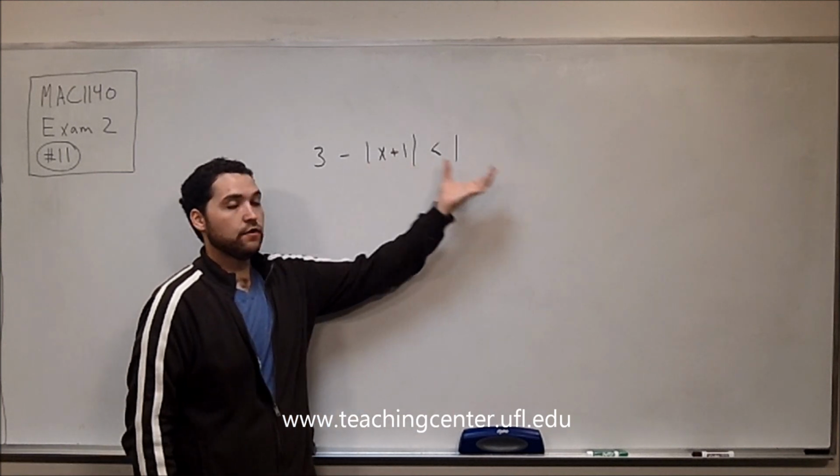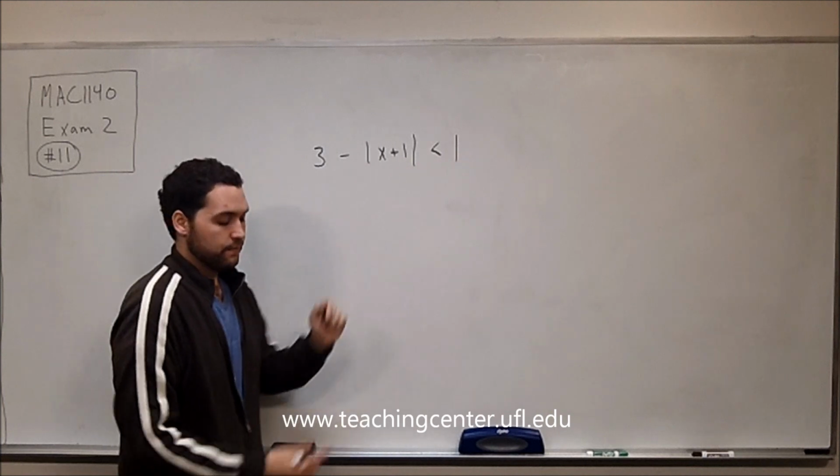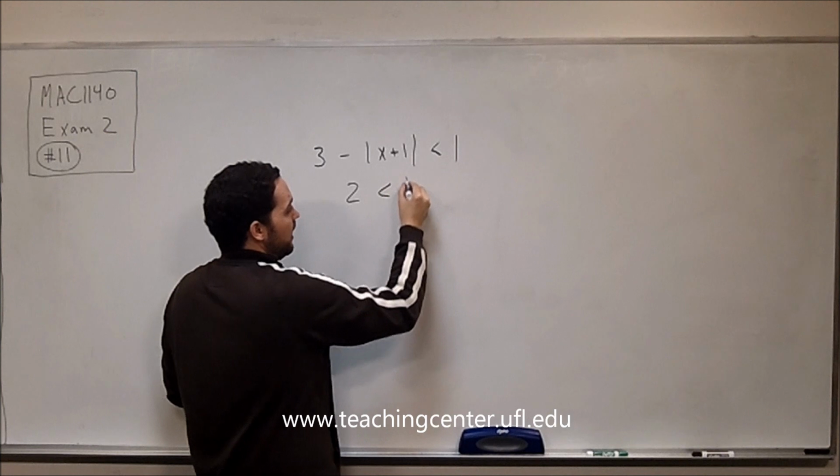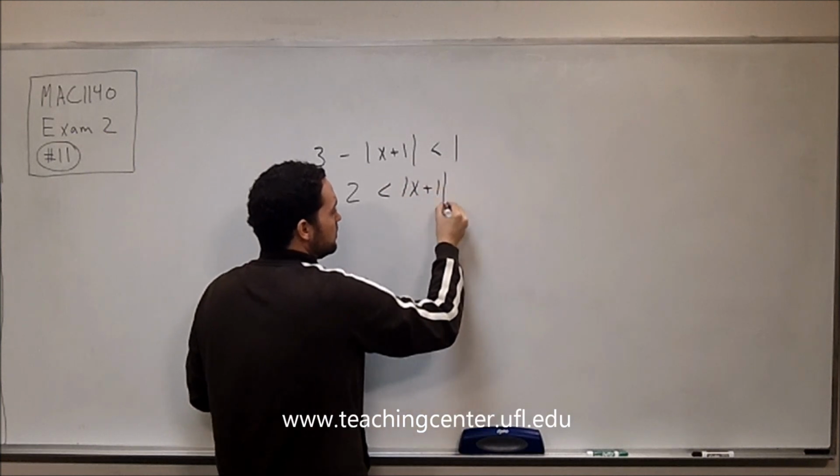So I'd just add this over here and subtract the 1 over here. That would leave you with 2 is less than the absolute value of x plus 1.